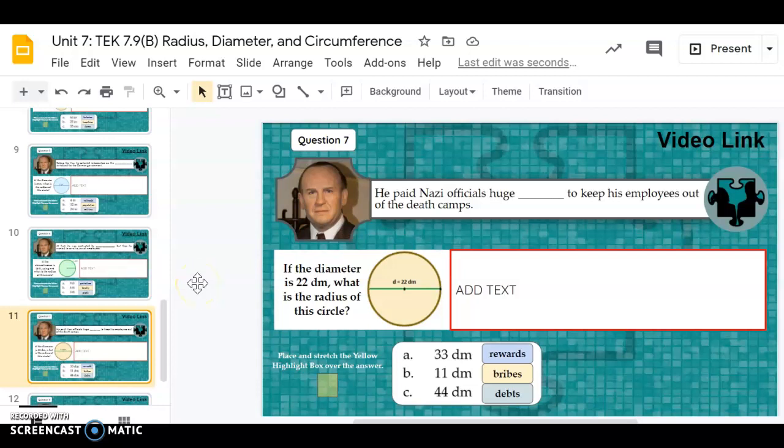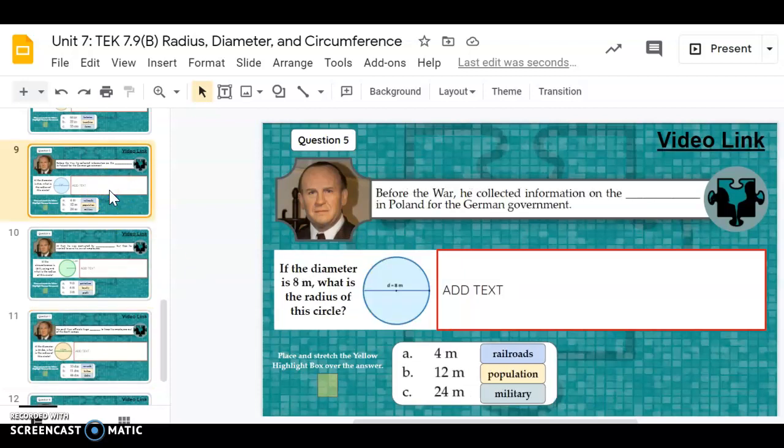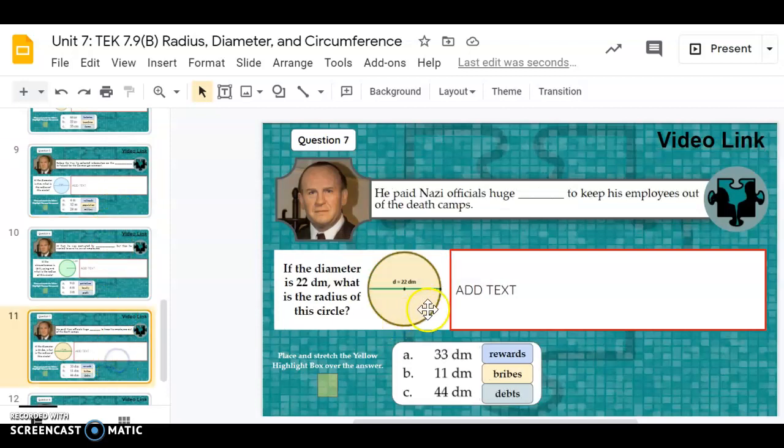All right, question number 7. We're almost there, just 2 questions left. If the diameter is 22, what is the radius of this circle? Oh my goodness, we did that one back on number 5. So try and think back to what we did on number 5.